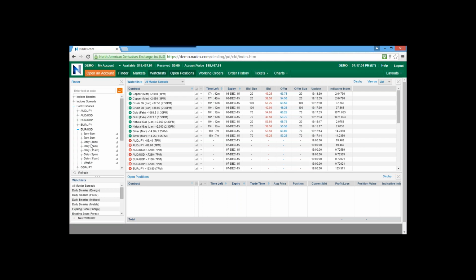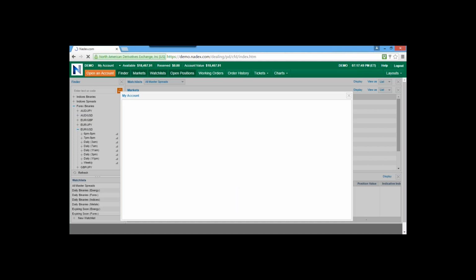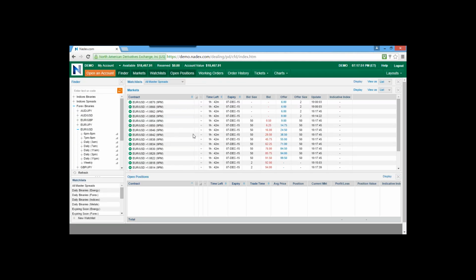All right, binaries open up at a certain time and then they expire at a certain time. And again, you can hold a binary until expiration or you can exit it early. So for tonight's example, let's select this 7 p.m. to 9 p.m. on the Nadex platform here. First of all, what is a binary?